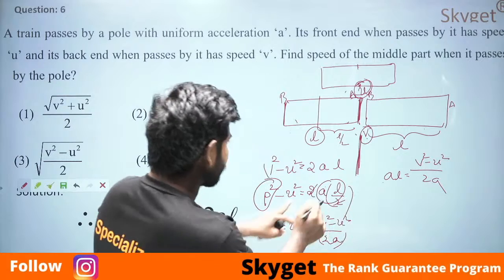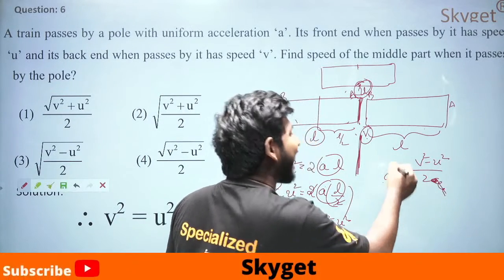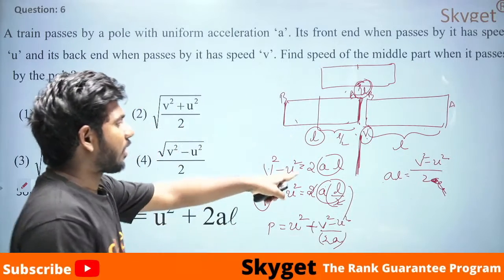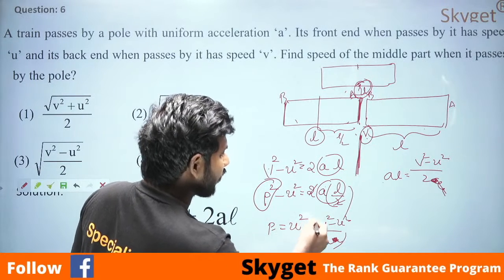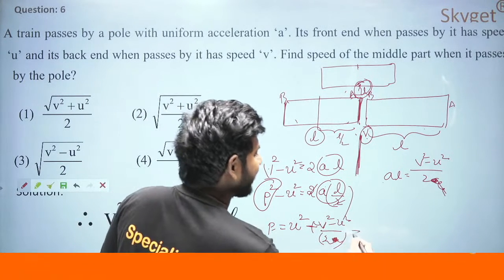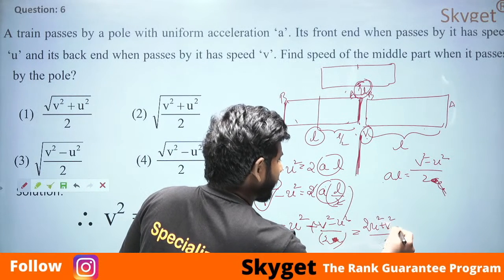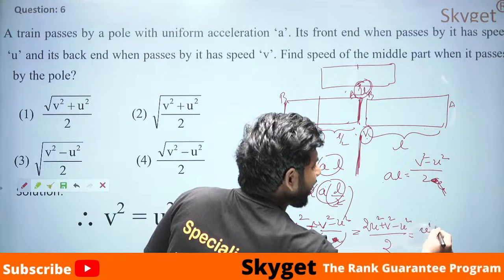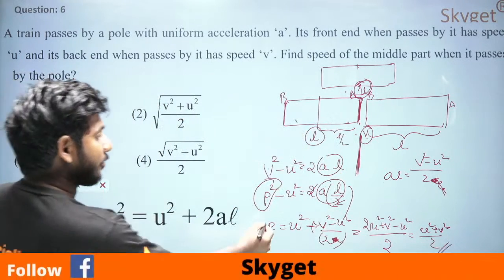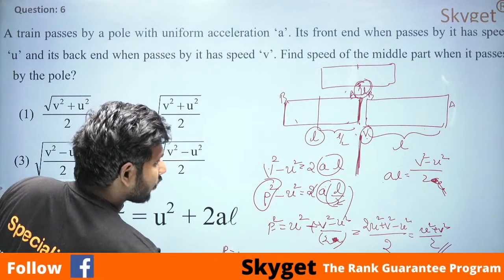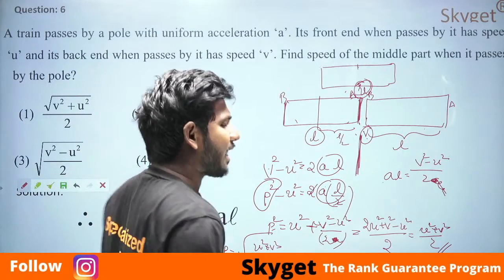What is AL? You see here. L is V square minus U square by 2A, so AL is V square minus U square by 2. So P square is equal to U square plus V square minus U square by 2. If I take the LCM, this is 2U square plus V square minus U square. That is U square plus V square by 2, which will be the answer for P square. P is equal to root over U square plus V square by 2 will be the answer, students.